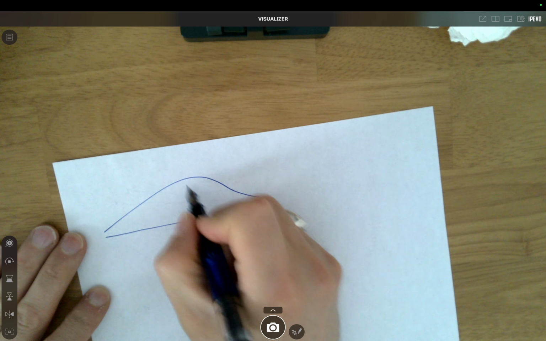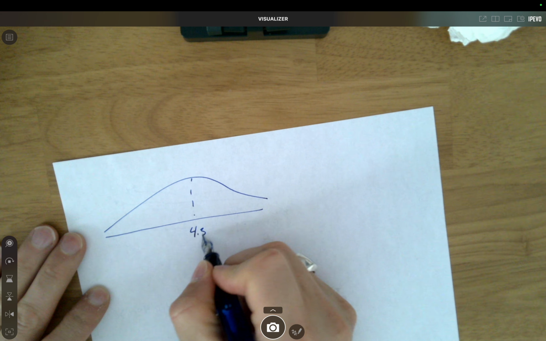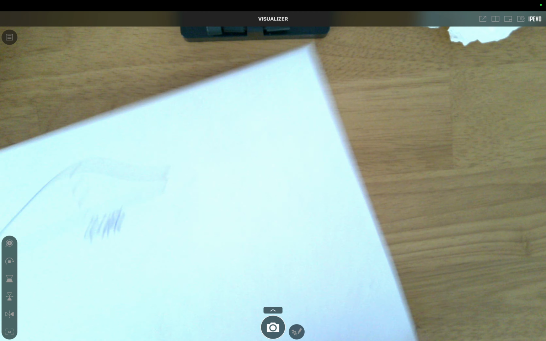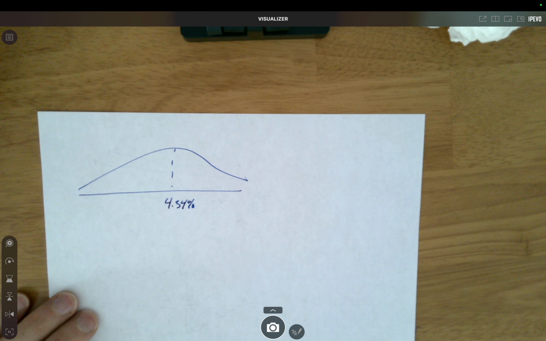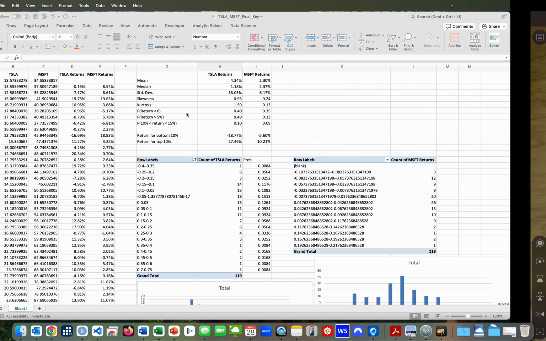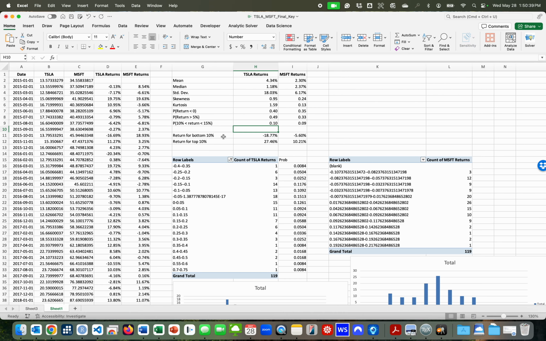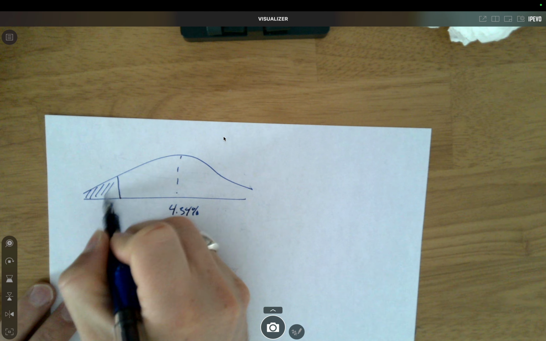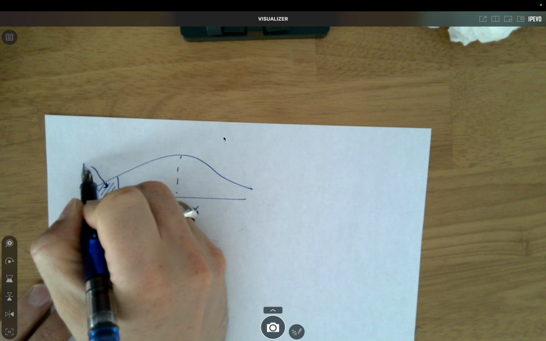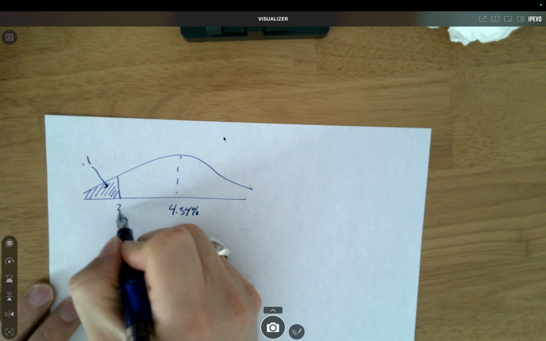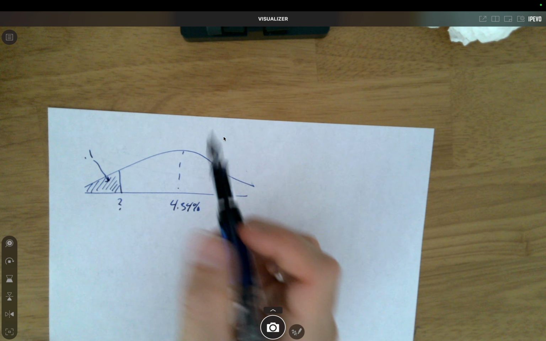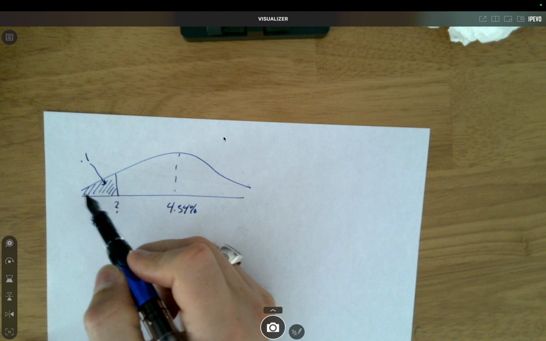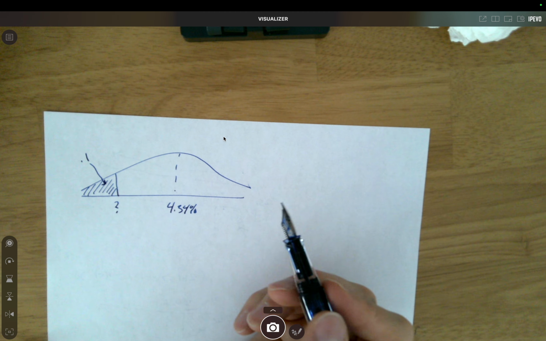you still want to sketch the distribution. It's going to be centered at 4.34% because that's our mean right here. But when we're trying to find the return that represents the bottom 10%, so we know it's the bottom, we're going to sketch this area over here. We know that area is 0.1. This is now the number that we're looking for. We're trying to find the number that corresponds to the area of 0.1 being to the left. So this is a norm.inverse problem.